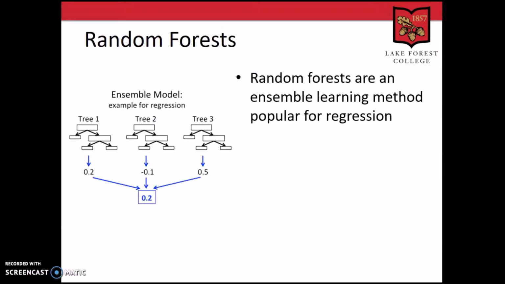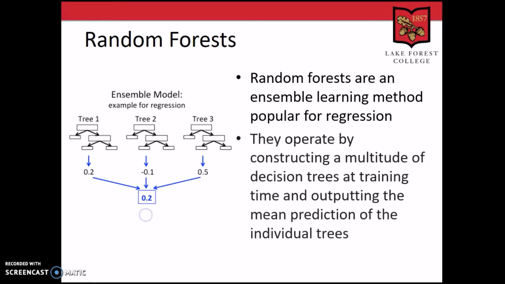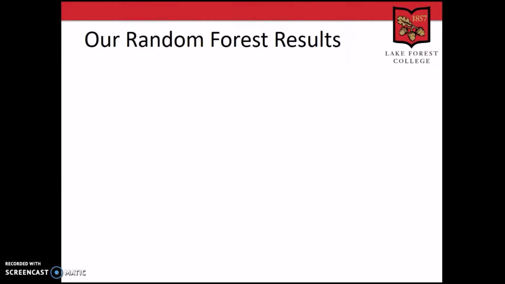The second model that we tried was random forests. So random forests are an ensemble learning method popular for regression. This is a machine learning technique. They operate by constructing a multitude of decision trees at training time and outputting the mean prediction of the individual trees. So you have these decision trees, which predict a particular data value, and you have a bunch of random trees. That's why it's called a forest, and then you get a predicted value for each data point after training.